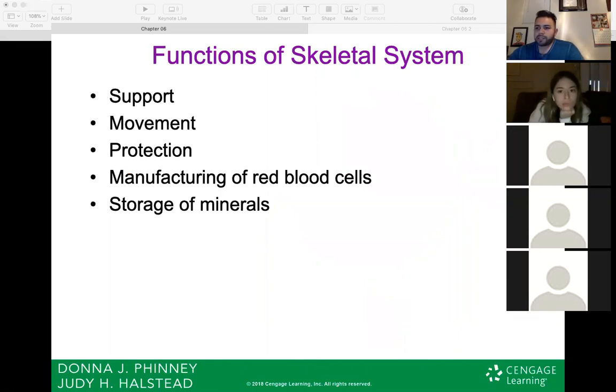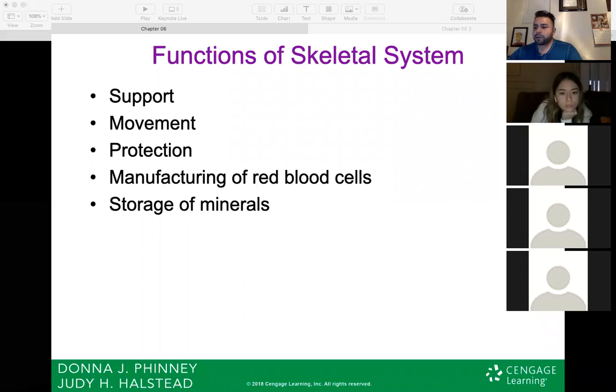And the skeletal system serves many functions in the body. First, it provides support for the body's framework and creates the body's shape. It aids in movement by serving as an attachment site for muscles, and it also provides protection for vital organs such as the lungs and the heart. When we're talking about the chest cavity, the ribs form a cage in your chest that protects the heart and the lungs.